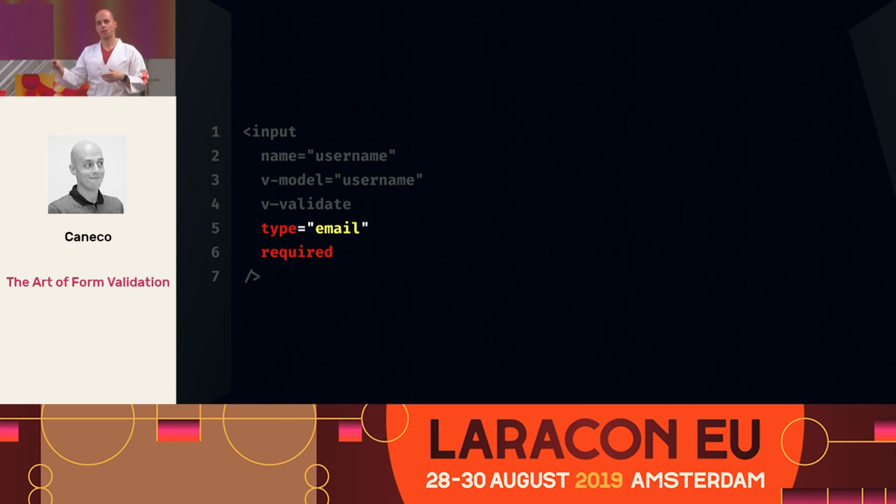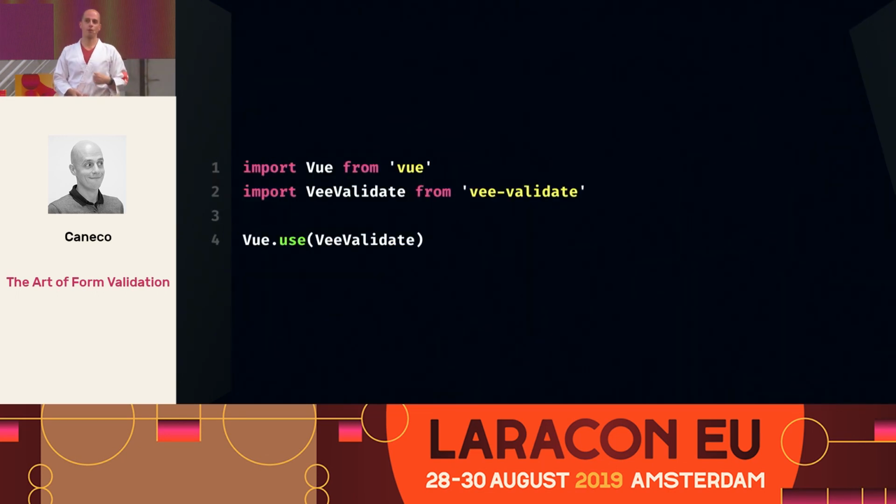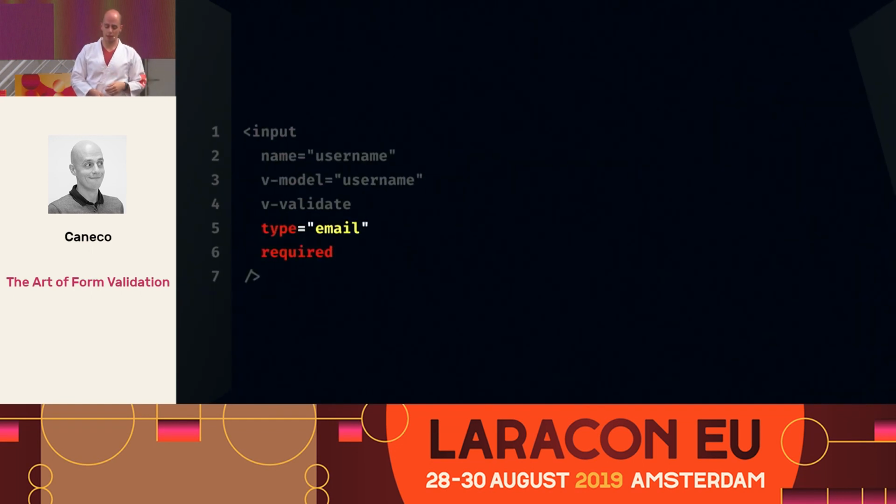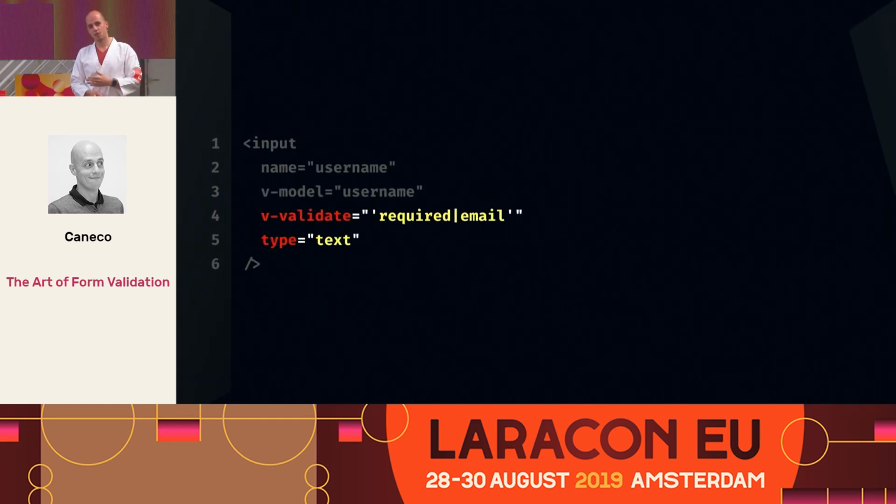Why don't we explicitly say that you should validate like an email or required? Because v-validate uses the attributes from the input tag to actually check what sort of field to validate. But personally, I don't like it, so I just remove that entirely, and then I can move this to the v-validate. You might see that it's pretty familiar, like we have in Laravel.